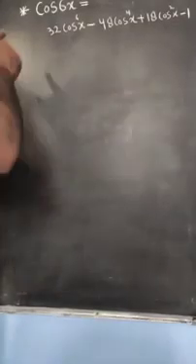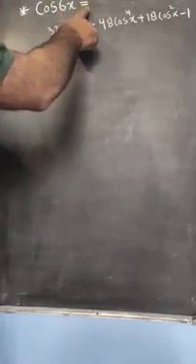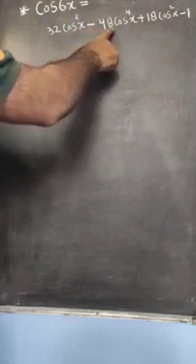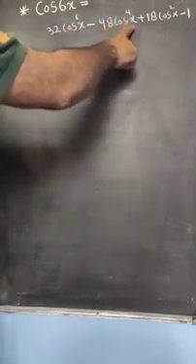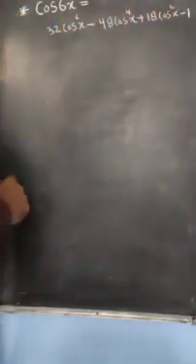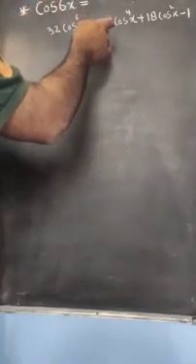Now let's take one more question. In this question, we have to prove cosine of 6x is equal to 32 cosine raised to power 6 x minus 48 cosine raised to power 4 x plus 18 cosine square x minus 1. Now we will take this LHS and we will prove this LHS is equal to RHS.